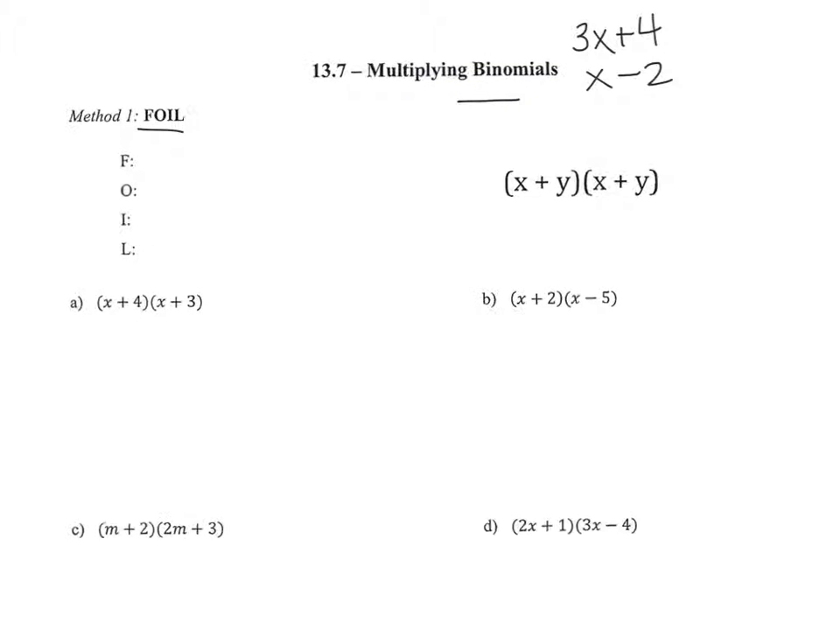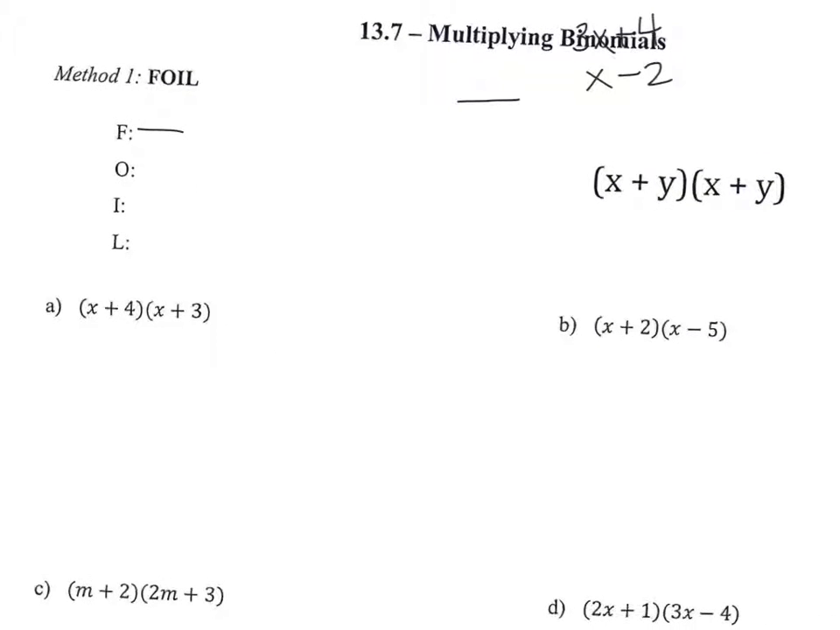So the F stands for the first terms. So the first terms, this is first and this is first. The O stands for the outside terms. So when you're multiplying these two, the outside terms are these two terms. Outside.